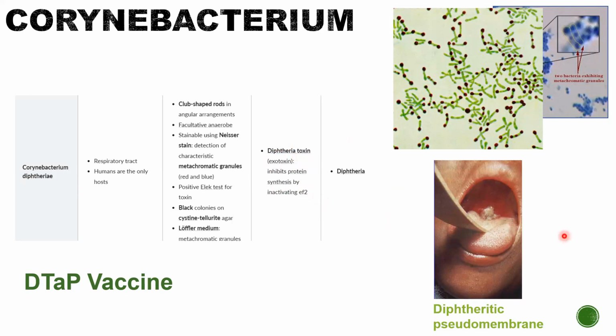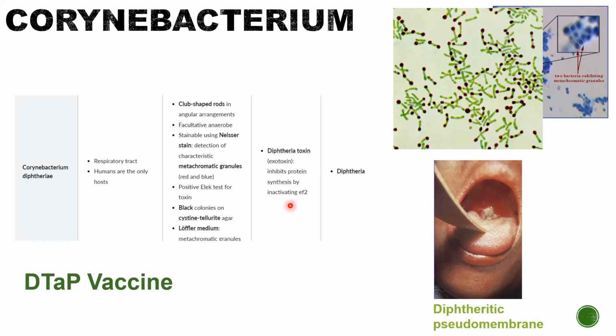This is what diphtheria looks like. Pseudomembrane means it forms like a layer over your mucous membrane, okay? Forms like a layer almost, okay? So pseudomembrane, pseudo means it's almost something, but it's not really something, you know? So pseudomembrane, it forms something that's kind of like a membrane, you know? So this is what it looks like. This is the diphtheria pseudomembrane.